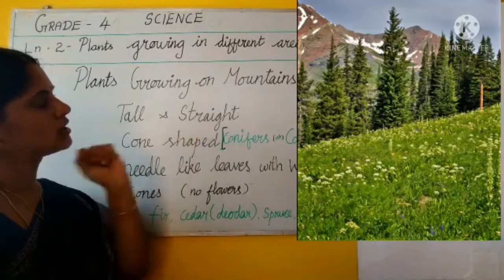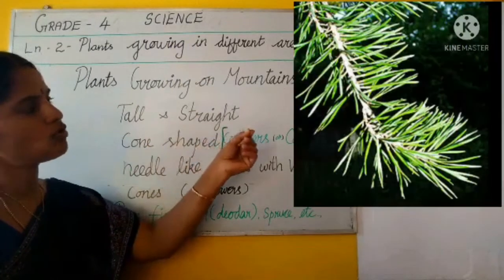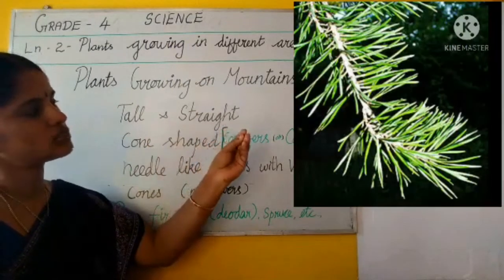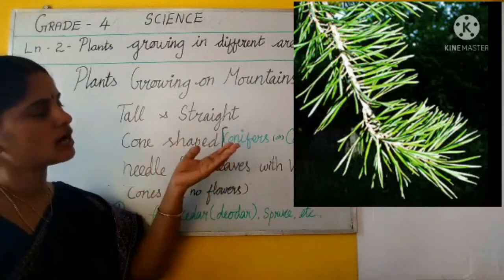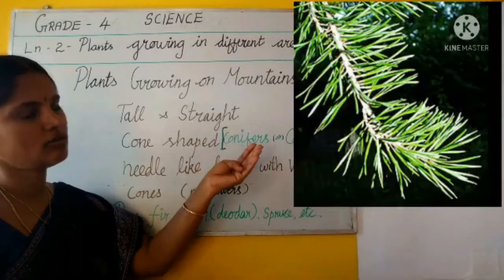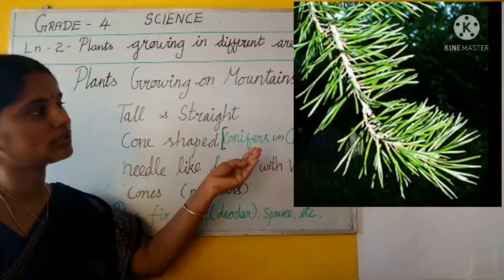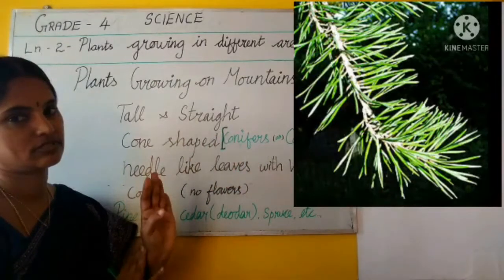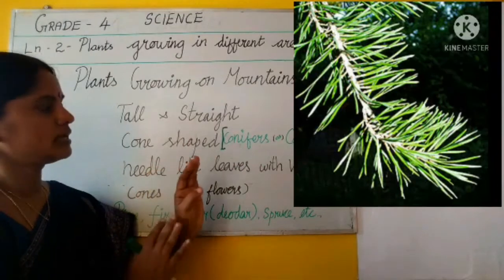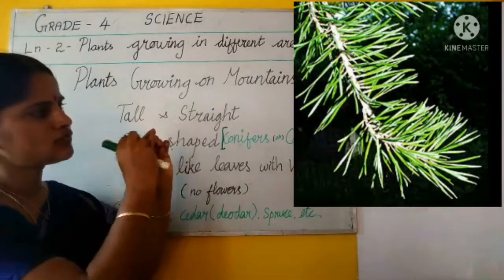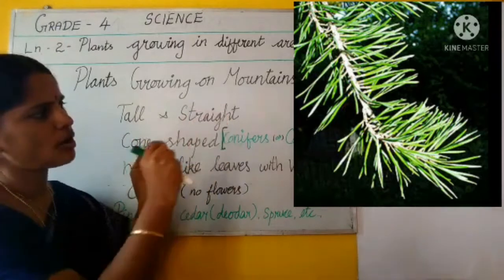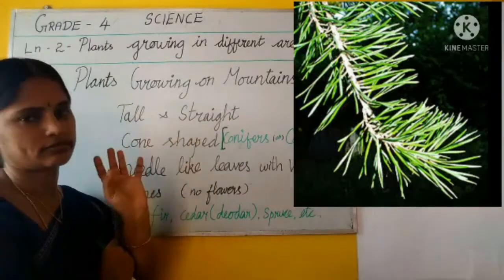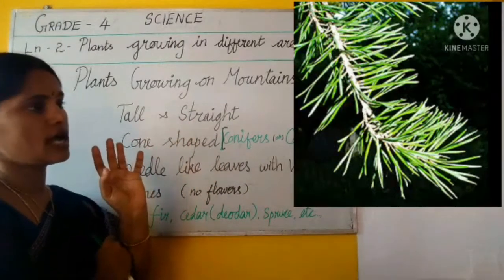Okay. See, look at the close view of the leaf. The leaves are very shiny, no? Waxy coated, shiny leaves. And the leaves are very straight, long and needle-like, isn't it?